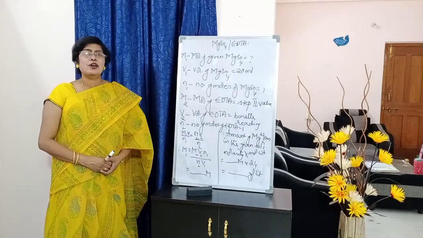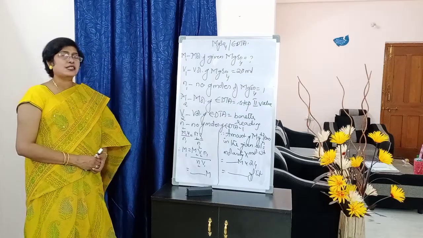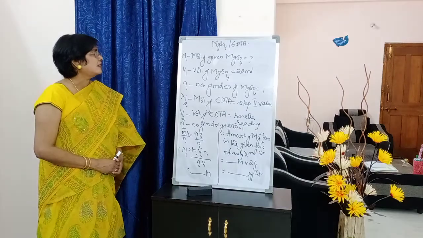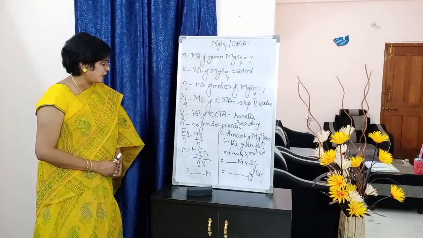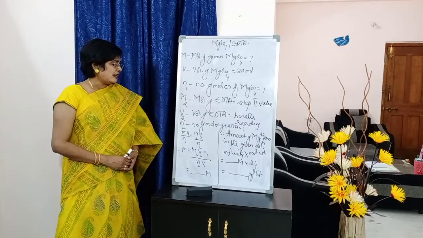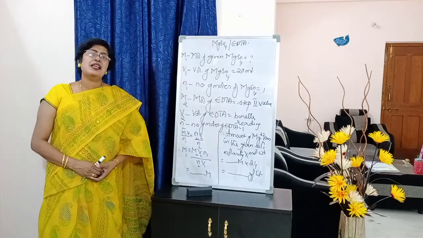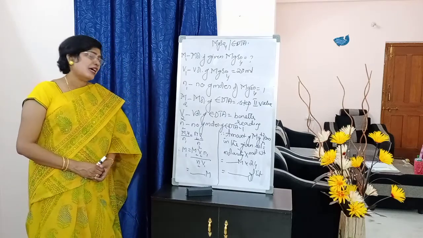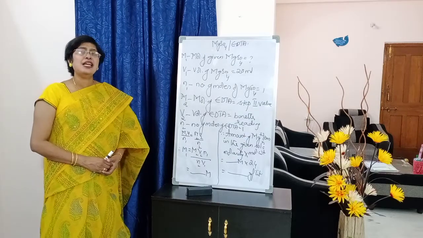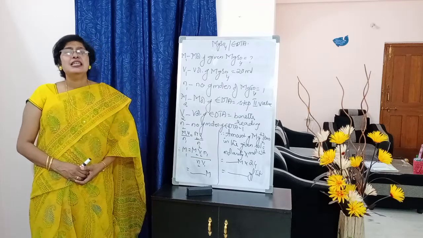Next comes the formula M1V1 by N1 equals M2V2 by N2. What is to be calculated, students? M1 is to be calculated. Therefore, M1 is equal to M2 V2 N1 by N2 into V1. So, you will substitute the values, calculate, and the final value you get will be the molarity of the given Mg2+ ion solution, or nothing but the given MgSO4.